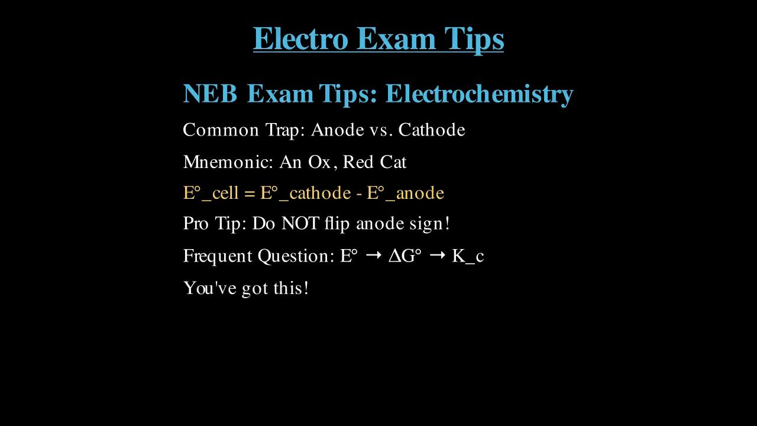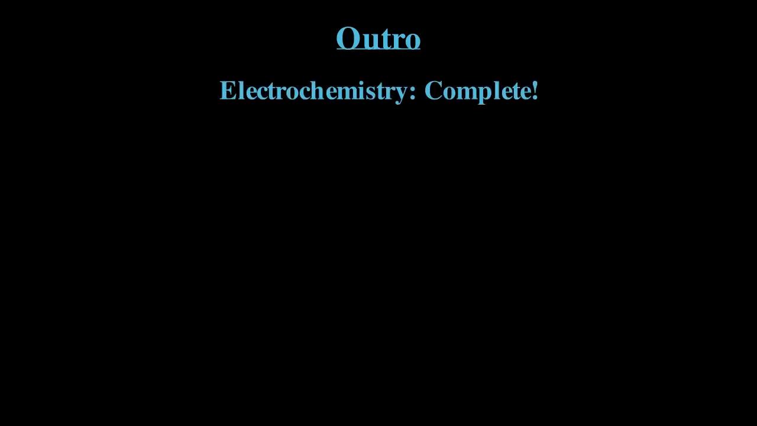You've got this. And that's a wrap on electrochemistry. Fantastic job, everyone. Before you go, always remember the Nernst equation, E cell equals E naught cell minus RT divided by nF times natural log of Q.